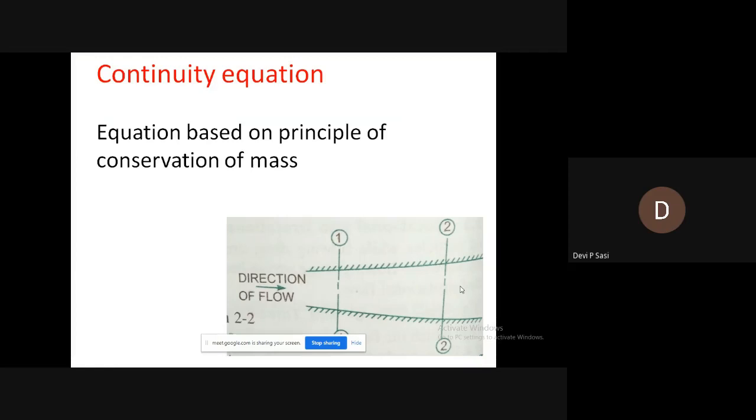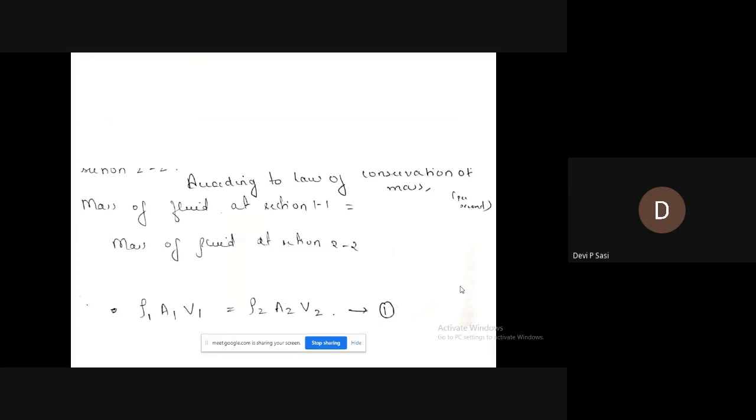Now, according to the law of conservation of mass, we may write that the mass of fluid at section 1 is equal to the mass of fluid at section 2.